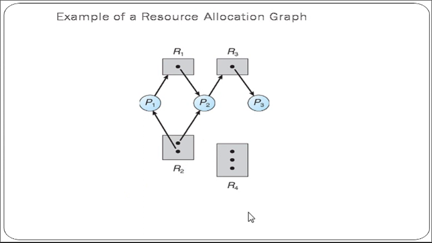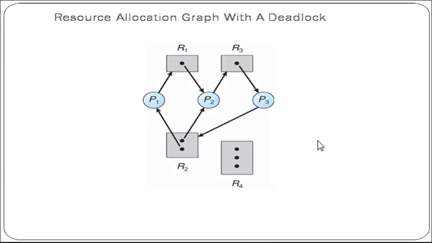Now consider the next diagram in which P3 is waiting for resource R2. This is the request edge. Now these 3 processes are deadlocked because there is another cycle: P1, R1, P2, R3, P3, R2, P1. Now P3 is waiting for R2 which is held by P2, and P2 is waiting for R3 which is held by P3. Now P3 will not release the resource till it gets the next resource, and P2 will again not release the resource till it gets the resource.